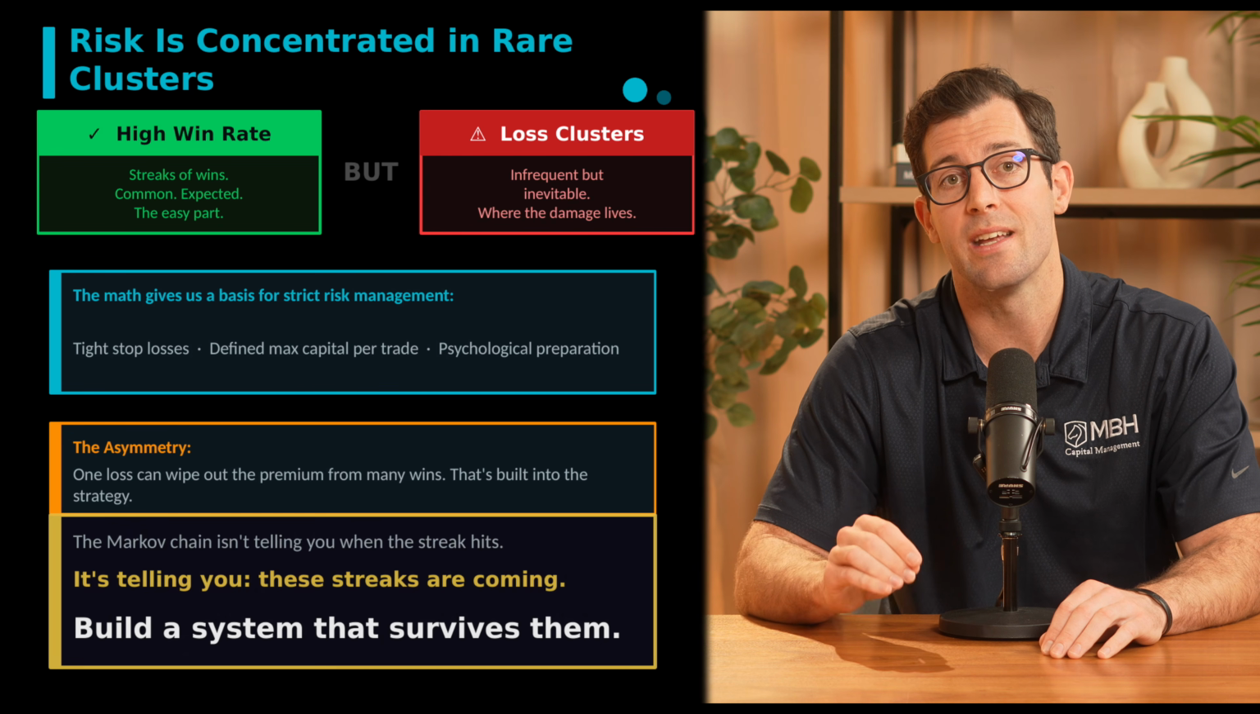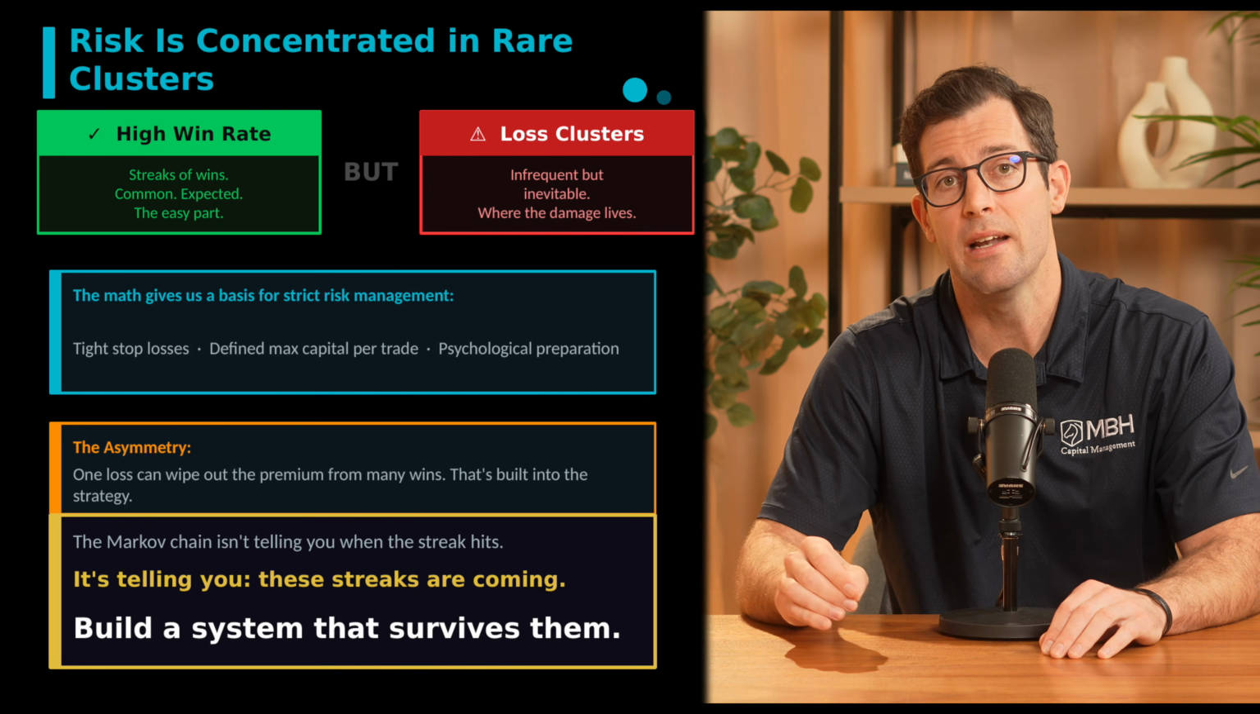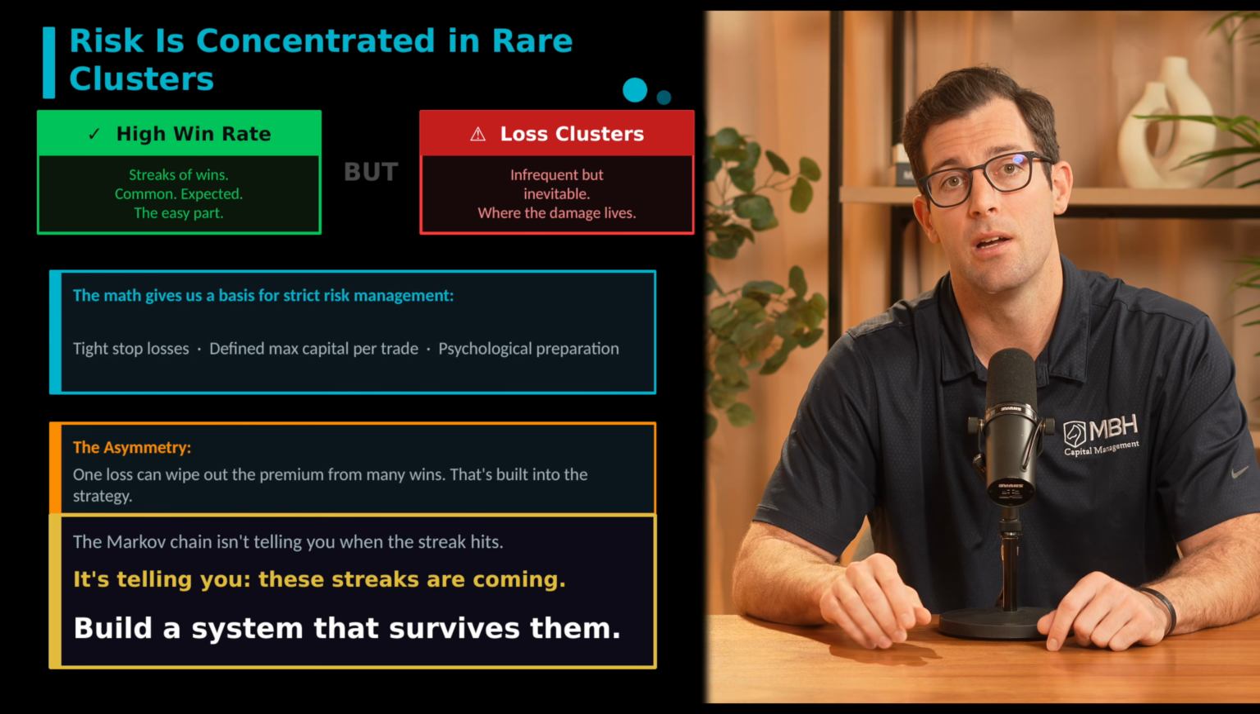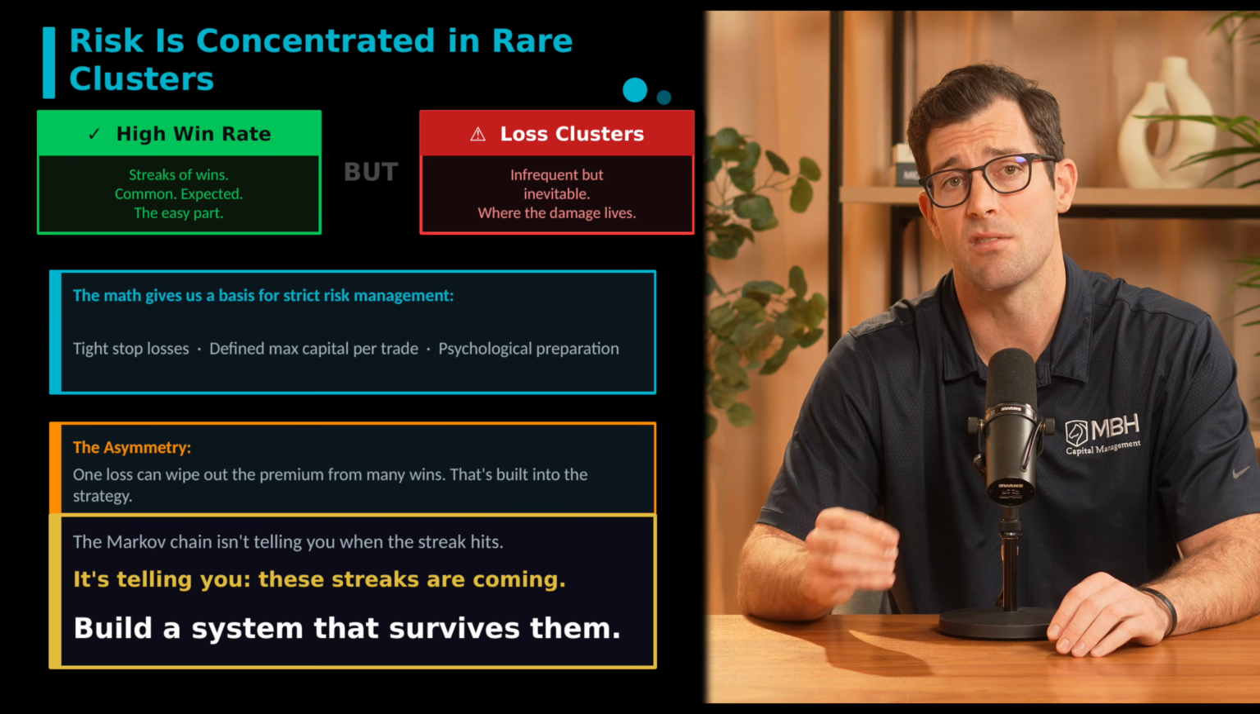The Markov chain isn't telling you when the streak will hit. It's telling you that if you keep playing this game, these streaks are coming. Your job is to build systems that survive that.